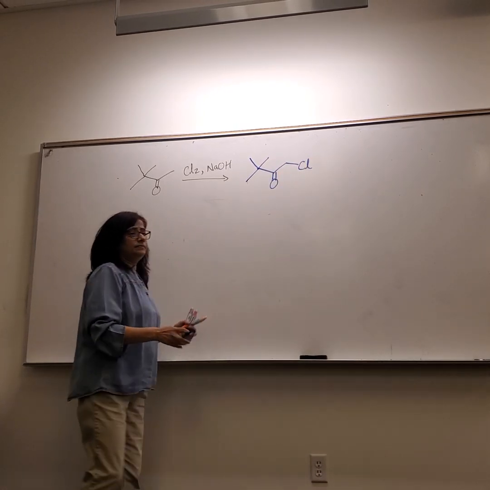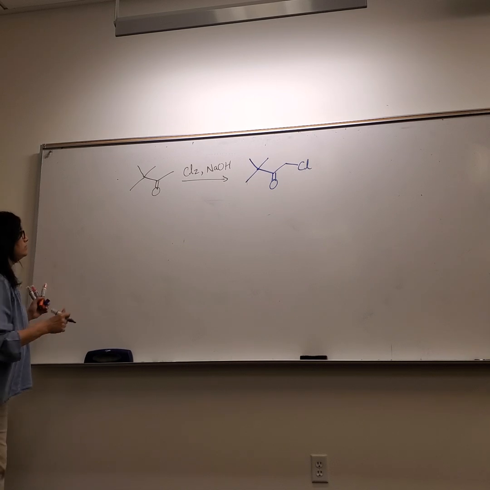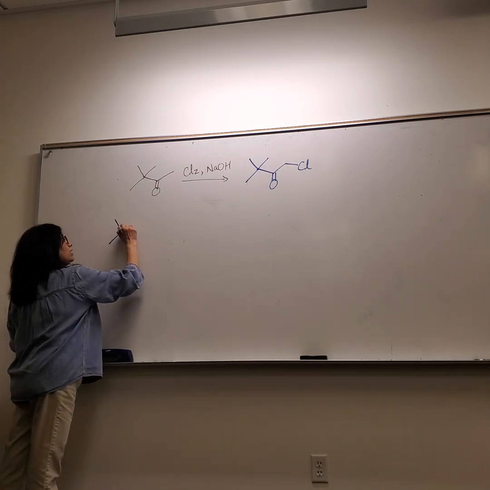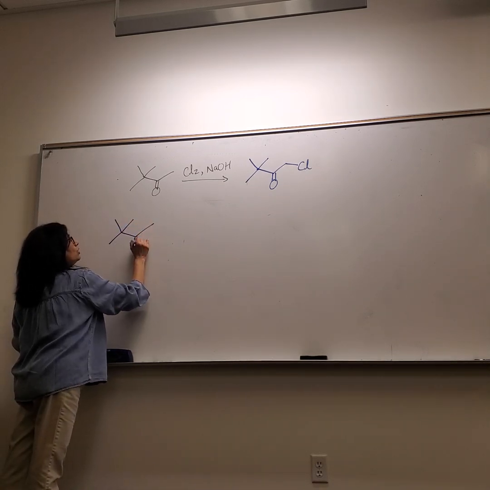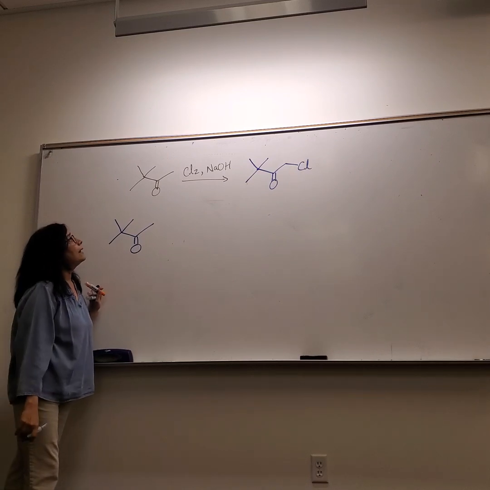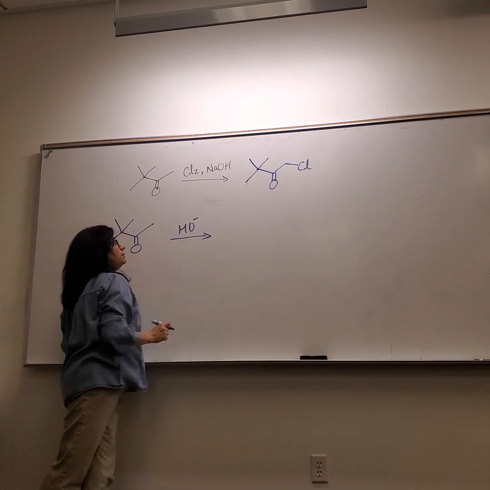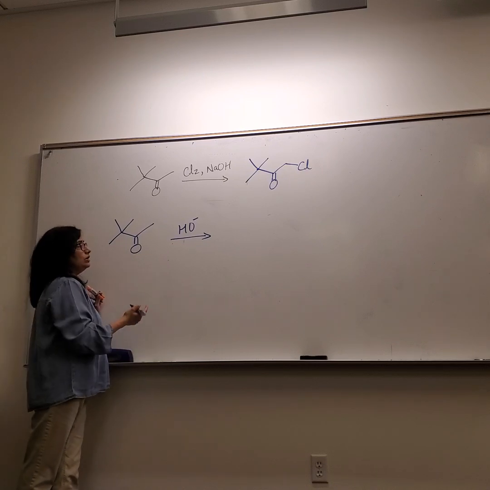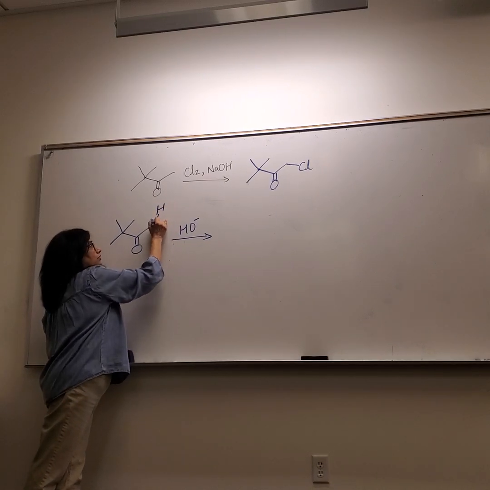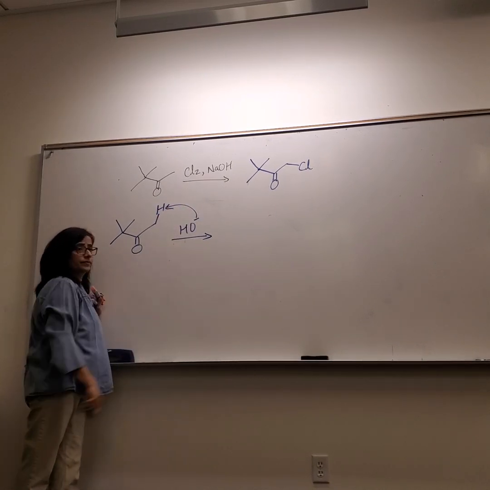Agreed? Okay, let's write the mechanism. Is this going to go through an enol intermediate or an enolate intermediate? Enolate, because there is a base. So what is the base going to do to make the enolate? Take one of the alpha protons.